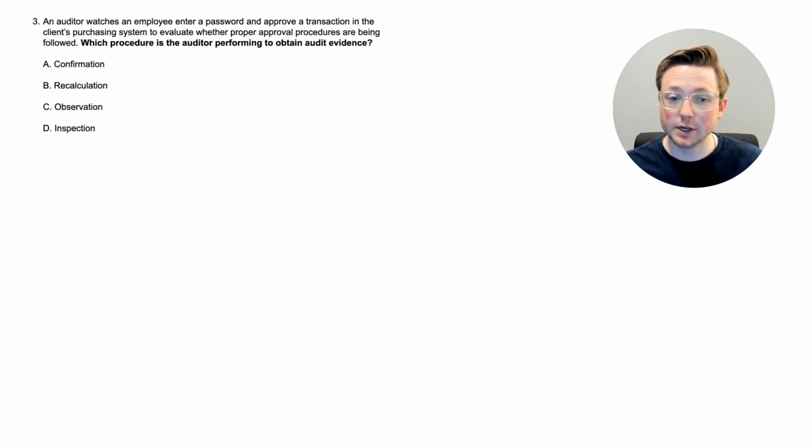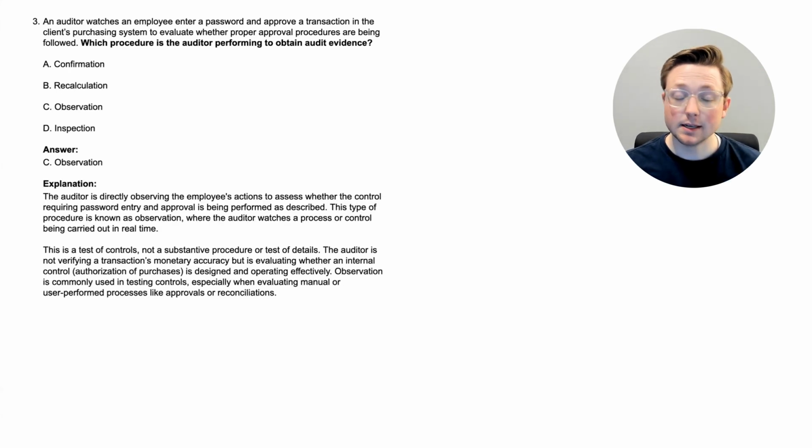Are they doing A, confirmation? Are they doing B, recalculation? Are they doing C, observation? Or are they doing D, inspection? Now, of course, we're talking about observation and inspection in this video, but think about this. It's probably not too difficult. Come back when you're ready and we'll look at the answer together. All right, here we are. The answer is C, observation.